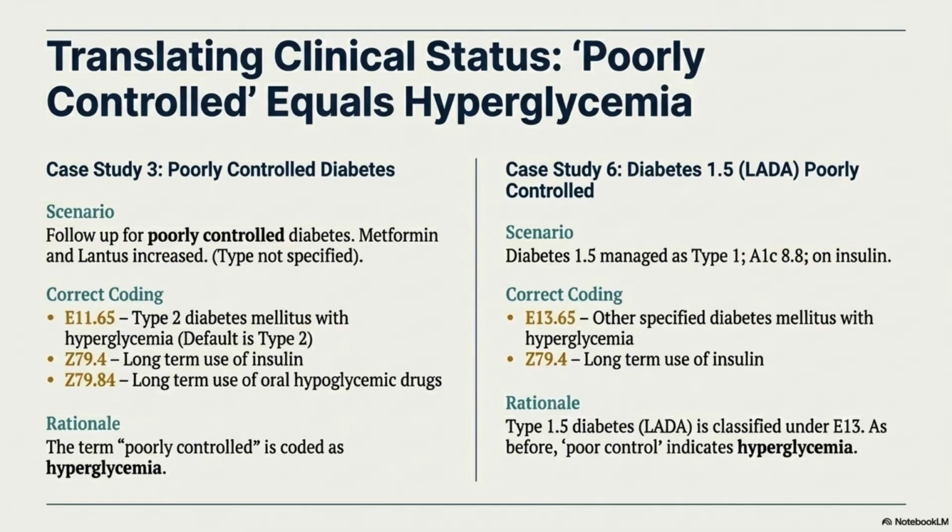insulin use. Both of these cases highlight the same principle. When the provider documents poorly controlled, we code hyperglycemia, and the diabetes type is determined either by documentation or, if not stated, by ICD-10-CM default rules.